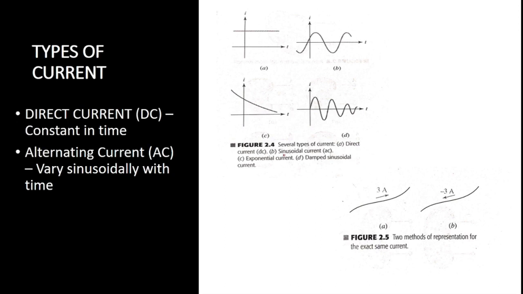Next, we have heard about types of currents. There are two important types of currents: DC and AC. DC is said to be direct current, which is constant in time. So whatever the time is, the value of the current remains the same. That is what we call a DC current.